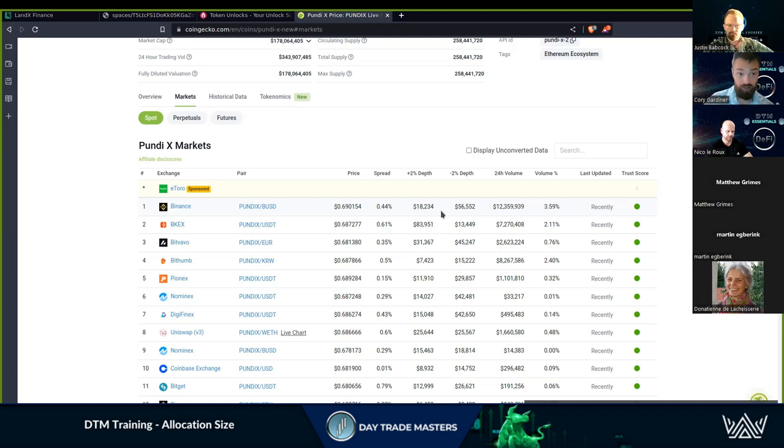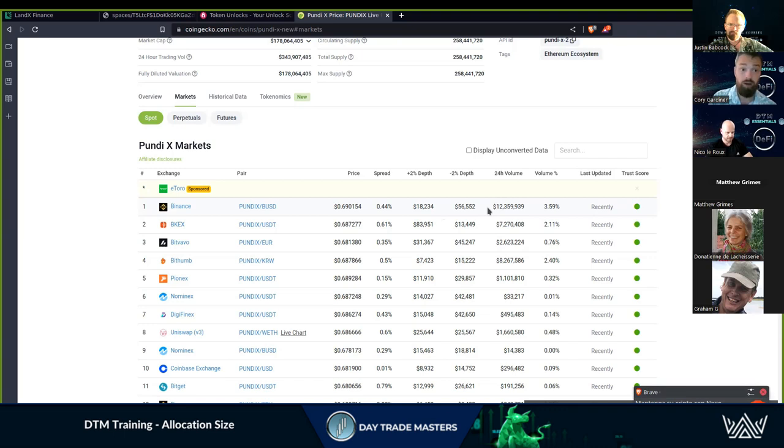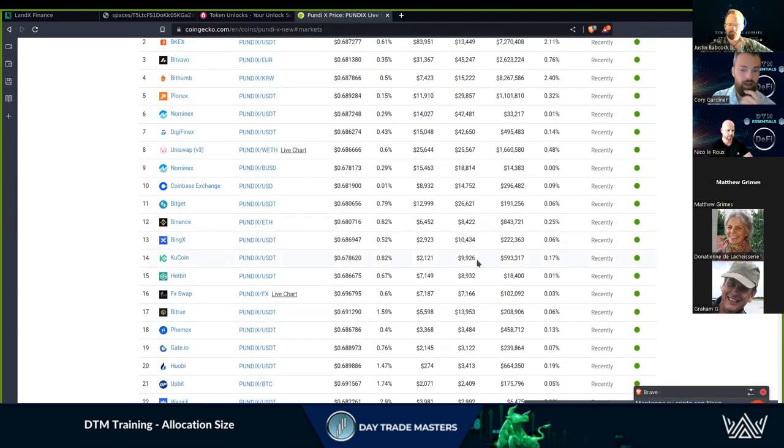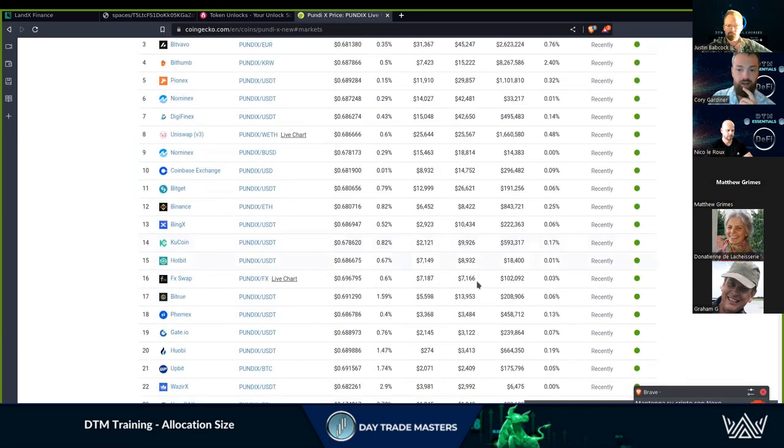Same as on the profits. If we're coming to the top and we go to market order, we made a killing, and we're trying to sell $100,000 worth of PundiX and we go to market order on Binance, it's going to push the price down 3-4%. If we try to do that on KuCoin, for instance, $10,000 is the 2% depth. So if you try and market order $100,000 worth of PundiX on KuCoin, it's going to push the price down 20%, because it doesn't have that liquidity.